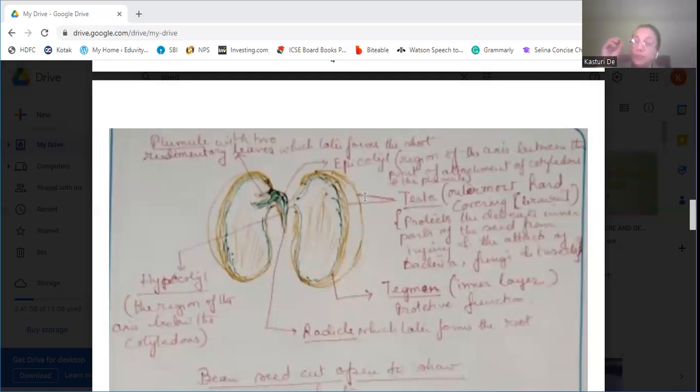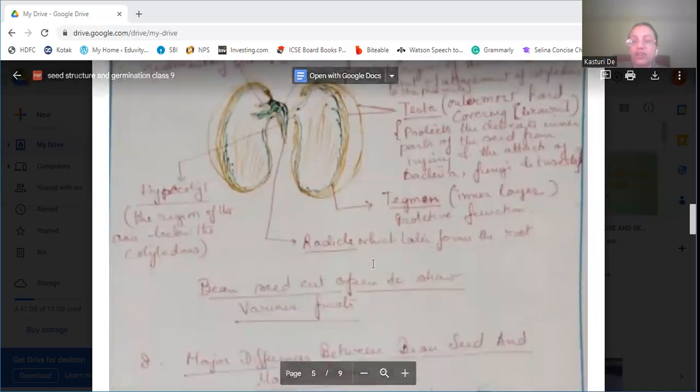So what is its function? It protects the delicate inner parts of the seed from injury, from the attack of bacteria, fungi, or any other insects. Clear? Now the testa is the outermost covering, and below the testa lies the tegmen, which is the inner layer, and it has the function of protection. That is also a seed coat, a layer which covers the seed, but it lies below the testa. Tegmen, T-E-G-M-E-N. It protects the seed.